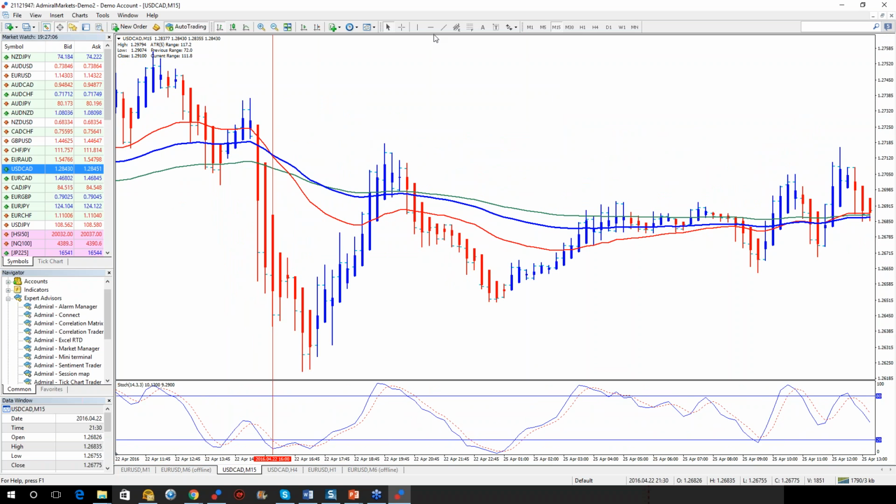And here, this is your entry. Stochastic cross, and look at this, EMAs are aligned. And potential pip count was 34. Now, you can use my daily pivot point indicator, but you can also use, guys, your own pivot point if you don't have it.